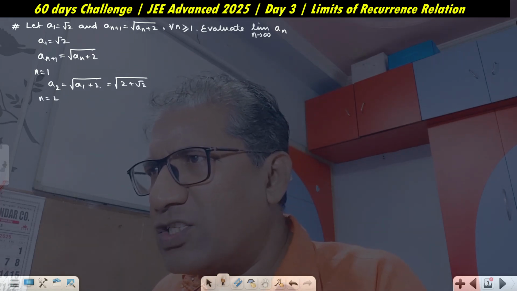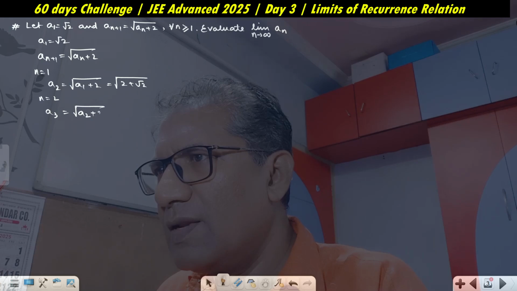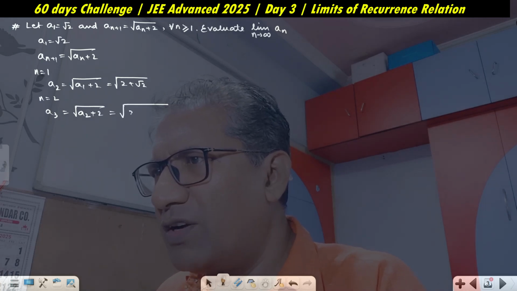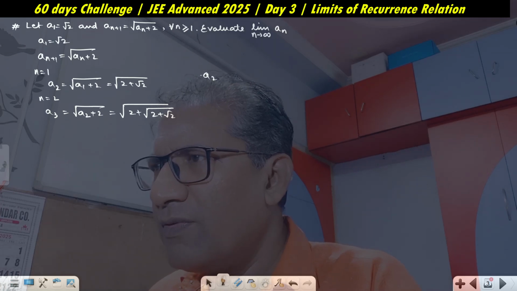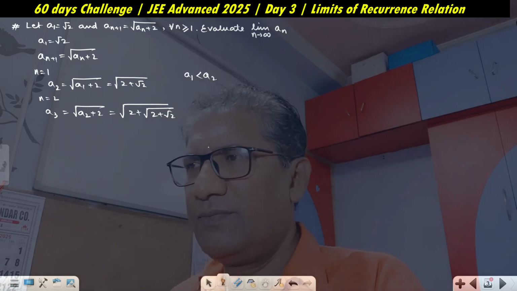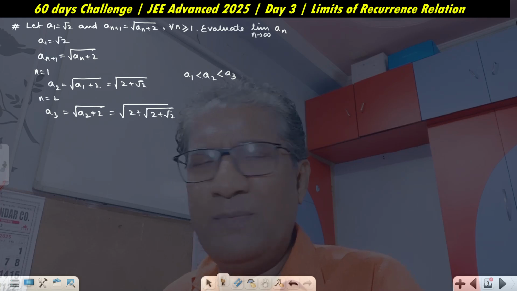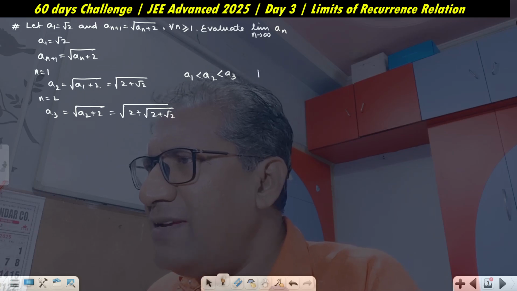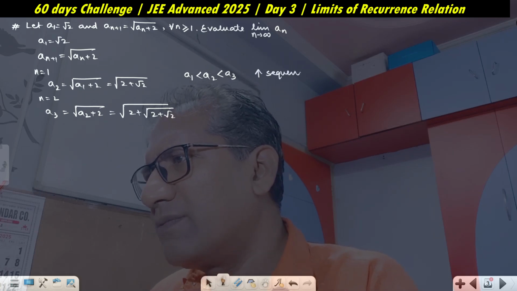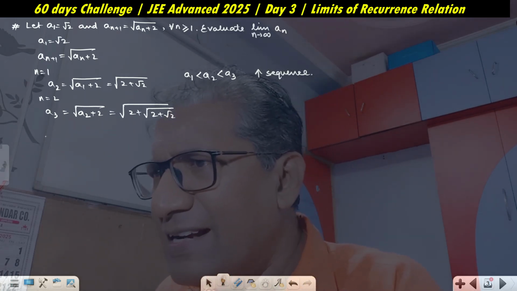Now, let me put n is 2. So we have a3 is root of a2 plus 2, so it is coming like root of 2 plus root 2 plus root 2. Now we can easily see that a2 is greater than a1, as well as a3 is greater than a2, and this goes on. It means this sequence is an increasing sequence. Yes or no? Clear?